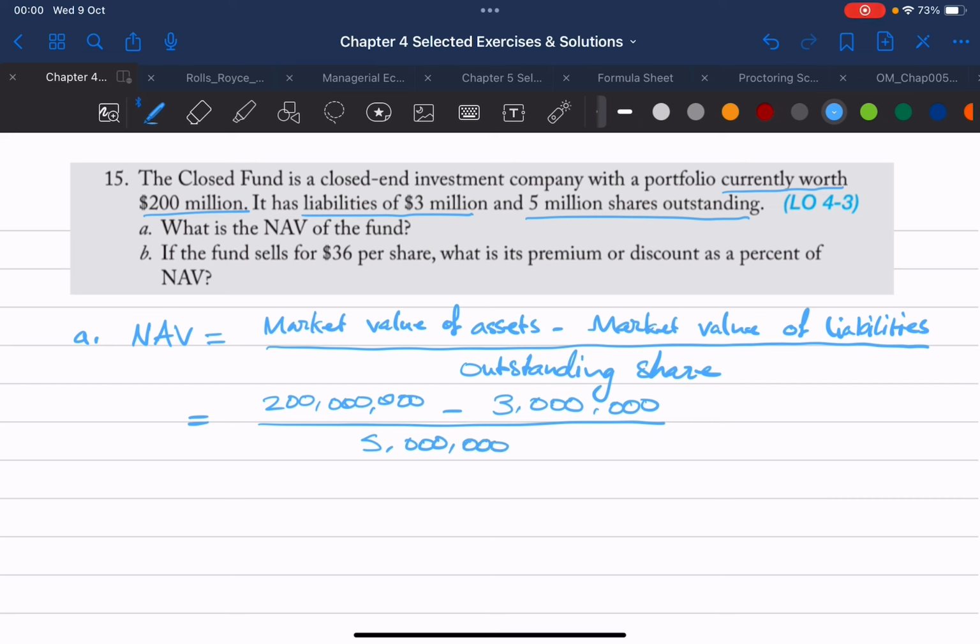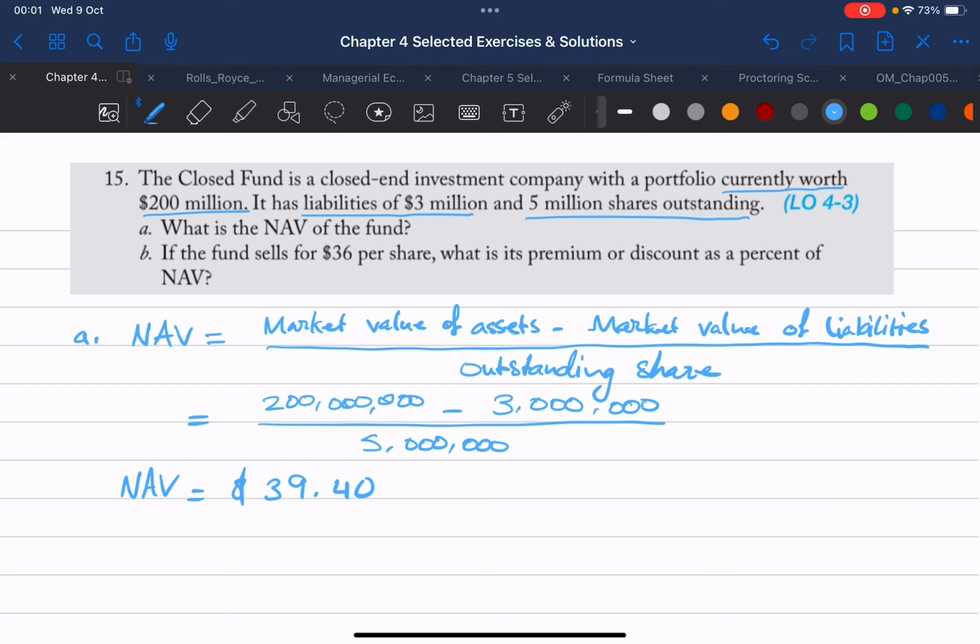Okay, get our calculator. 200 million minus 3 million equals 197 million divided by 5 million. And that would be 39 dollars and 40 cents. Okay, so that's our NAV. And that's the answer to the first part, part A.